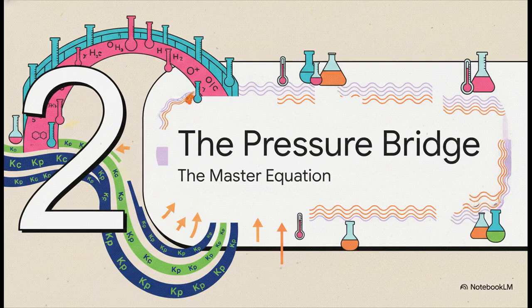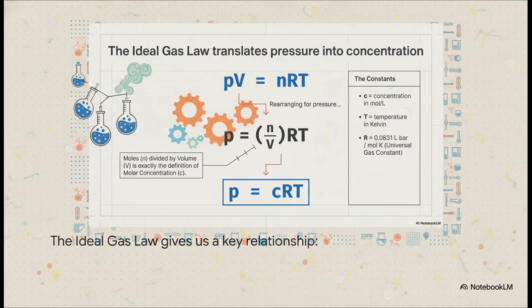Okay, so if we have these two different languages, Kc and Kp, there has to be a way to translate between them, right? Well, that's exactly what we're going to do now. We're going to build the mathematical bridge that connects the world of concentration with the world of pressure. And our main tool for this job is the ideal gas law, PV equals nRT. Now watch this, it's pretty cool.